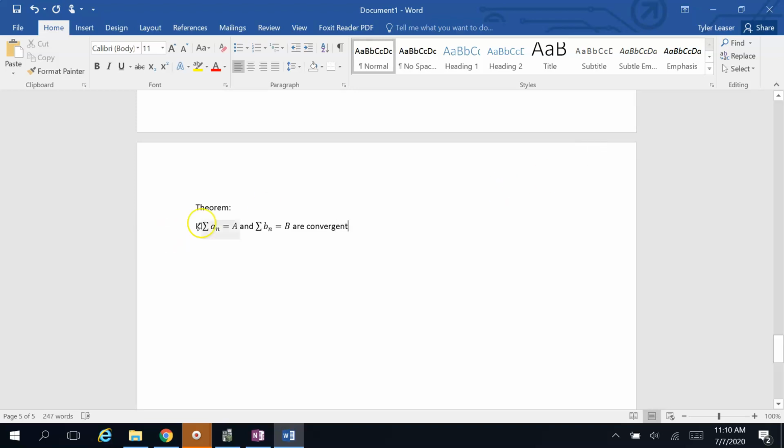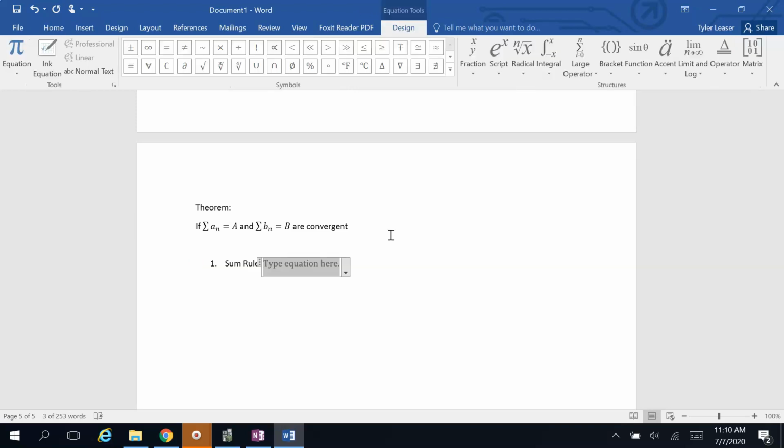All right. So let's just pretend that we have these two things. We have one series that converges to a sum. We have a different series that converges to a sum. Then we want to look at a couple of rules. First thing that we have is the sum rule. And this is very similar to the sum rule that we had for sequences in the last section.